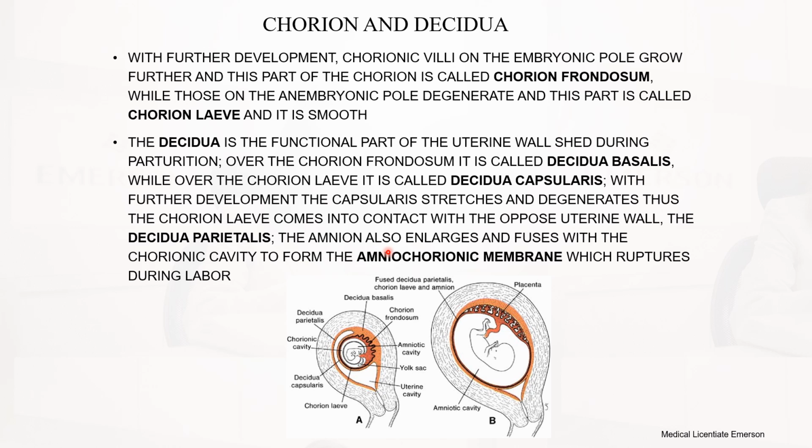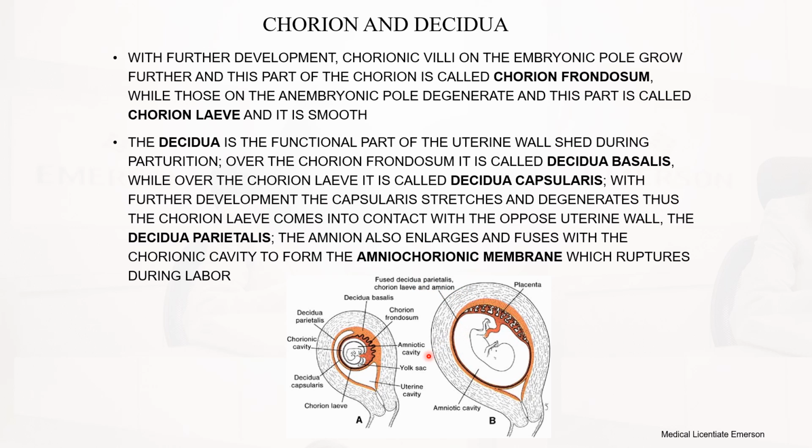Then you have the amnion. The amnion also enlarges and fuses with the chorionic cavity. So this is the chorionic cavity which is here, and the amnion is going to continue to enlarge. This is what we are talking about. They are going to enlarge and fuse together. So we have the fused decidua parietalis, the chorion laeve, and the amnion.